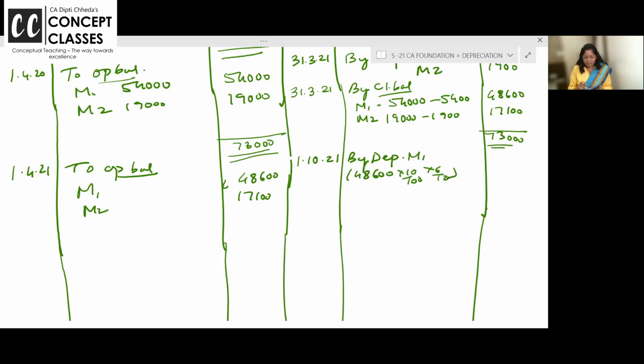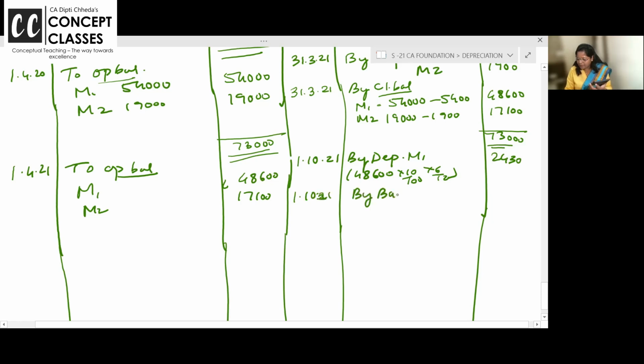48,600 into 10% into 6 by 12. Why 6 months? April to September. On 1st October it is sold, so only 6 months depreciation we will take. 2,430.